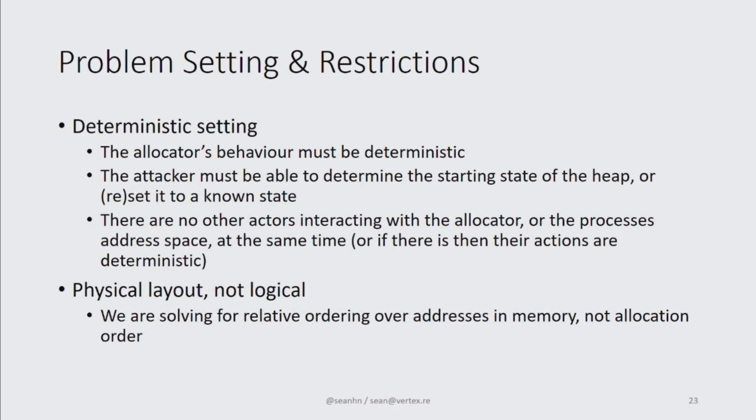Okay. There are a couple of restrictions for this particular talk, and if you want to talk about alleviating these, come see me after. So first of all, we're going to assume a deterministic setting to begin with. The allocator's behavior itself must be deterministic. That's not a huge restriction because there aren't too many allocators that use non-determinism internally on purpose. The attacker must be able to set the heap into a known starting state or reset it, via killing the target or something like that. And we are also assuming that in this particular case there's no other actors interacting with the heap. So there's no other entity also triggering allocations and frees.